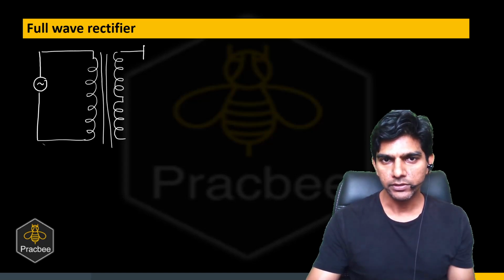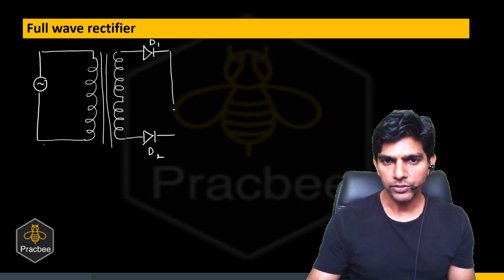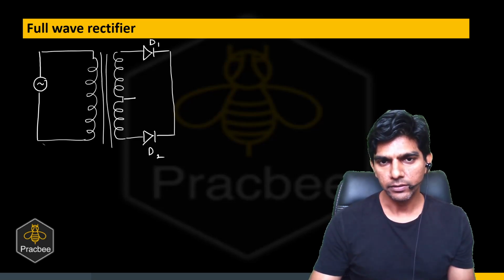and there are two diodes. Let us say this is diode D1 and there is a diode D2, and they are joined together. Their P sides are joined together, and from the center of the secondary winding, there is a load resistance.